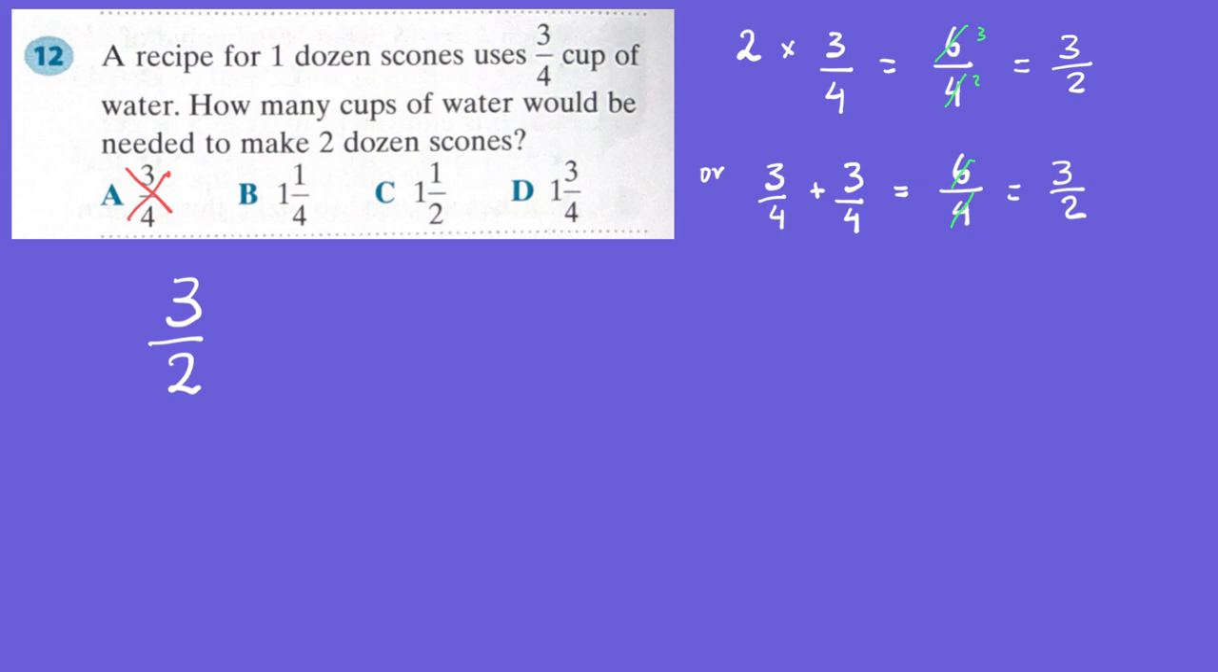We need to change this improper fraction into a mixed fraction. So we ask ourselves, how many times does 2 go into 3? So 3 could be made into 2 plus 1 over 2, which means that we've got 2 over 2, and we also have a half. Now 2 over 2 is just 1, so 1 1/2, and our answer will be C.